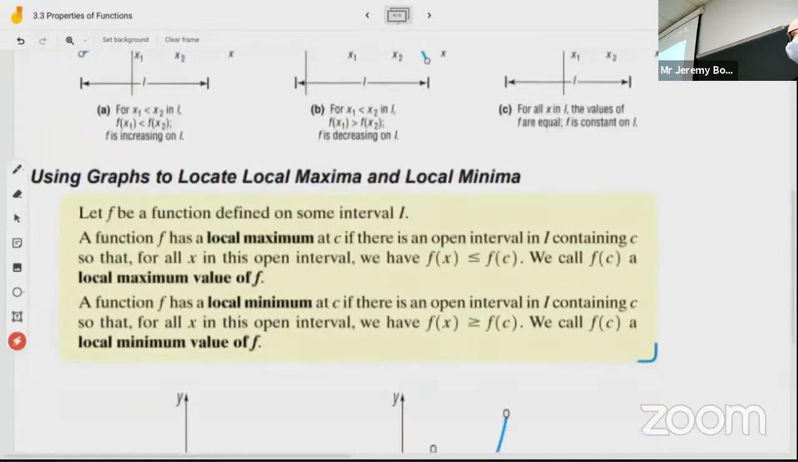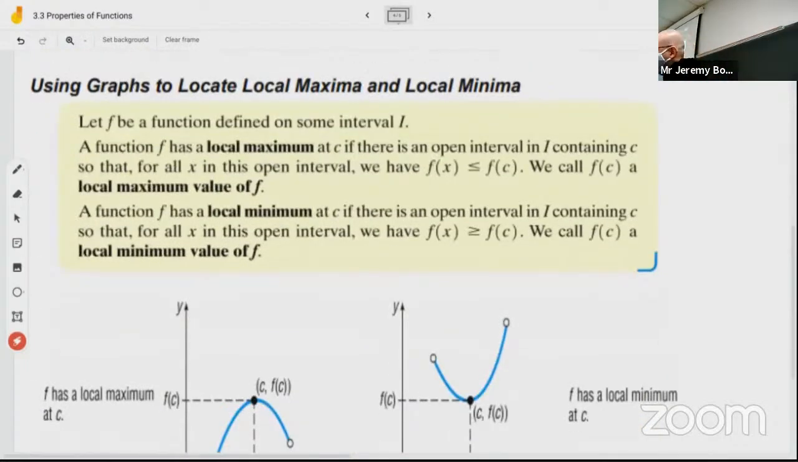All right. So let's talk about local maxima and local minima. Maxima and minima is just a plural term for maximum and minimum. Because for a local one, you can have multiples. So let f be a function defined on some interval I. So there's some interval I that's defined of x values. A function f has a local maximum at c if there is an open interval in I containing c, so that for all x in this open interval, the y values around the y value at c is less than or equal to it. We call f of c a local maximum value of f.